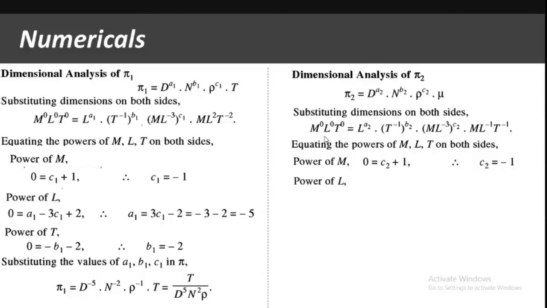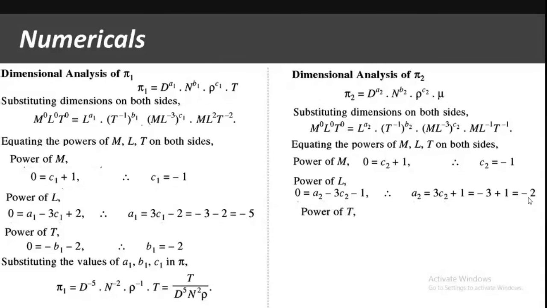Then equating the power of l. So l to the power 0, so left side will be 0. Right side, l to the power a2, so plus a2, l absent, so 0 b2, l to the power minus 3 whole to the power c2, so minus 3 c2, then l to the power minus 1, so minus 1. Transferring 3 c2 to the right side, it is plus 3 c2 plus 1. Then put the value of c2, so c2 is minus 1, so 3 into minus 1, so minus 3, so minus 3 plus 1, it is minus 2.